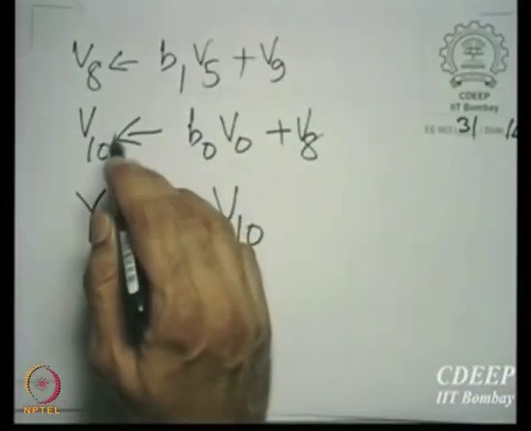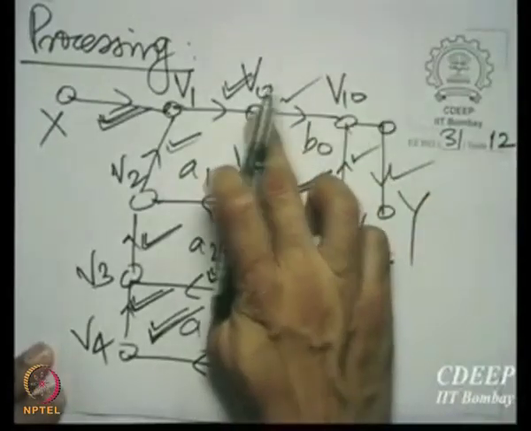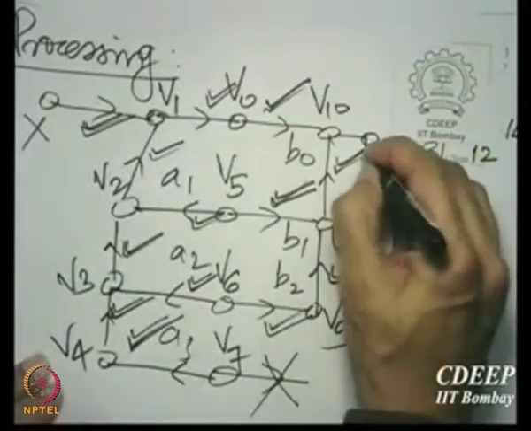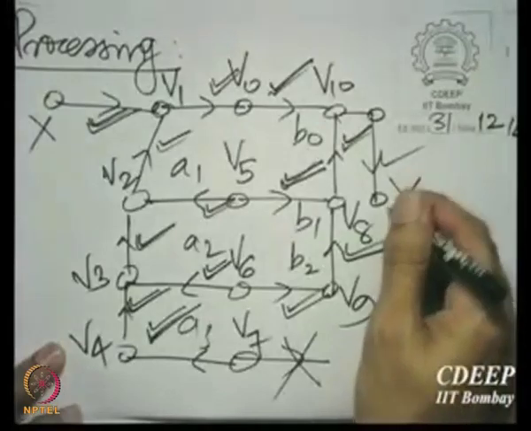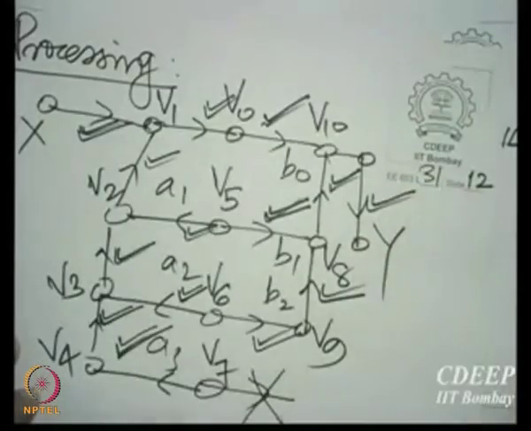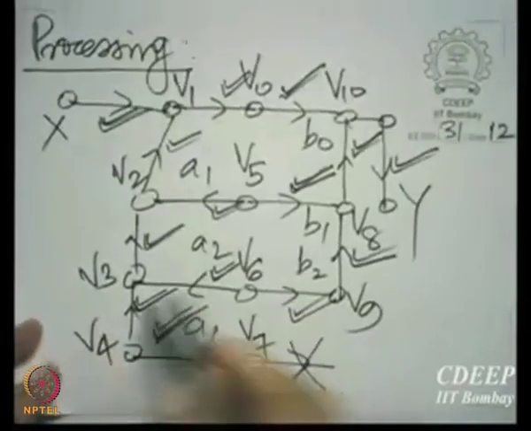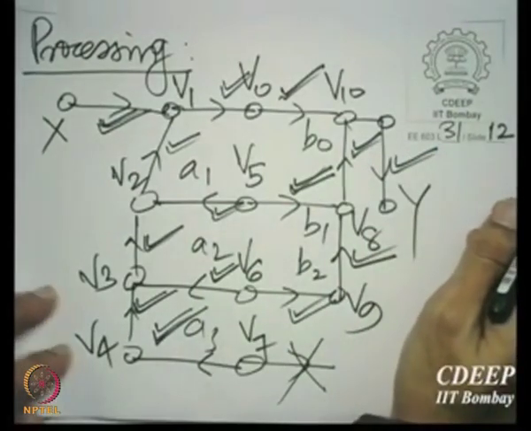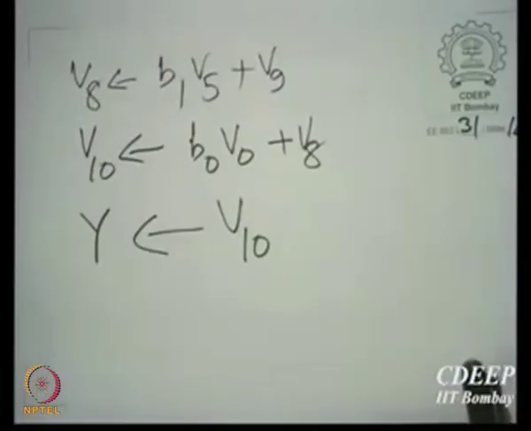Subsequently, we have V10 being generated. V10 is essentially whatever is on V0 multiplied by B0 plus what has been generated on V8. So V8 plus B0 times whatever is on V0. And finally, Y simply takes whatever is on V10 and accepts it as it is. So we've taken care of this edge as well. So now you must check that you've taken care of every one of the edges, and you've done that here. And this is where we end in terms of the program or the pseudocode. This is the last step. So here, once we've done this, we have completed the computation.